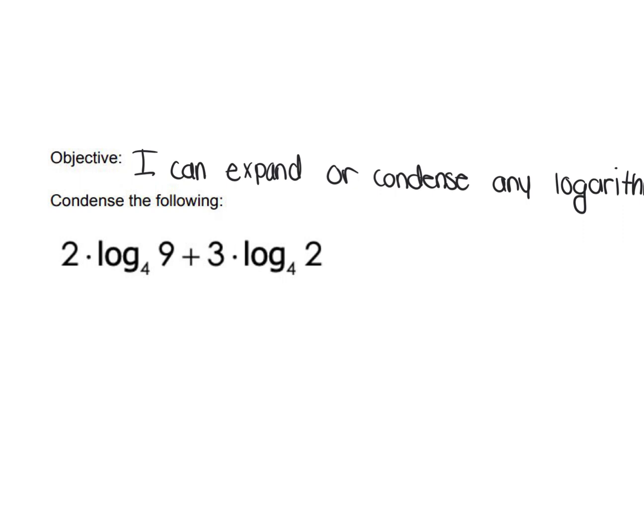The objective is I can expand or condense any logarithm. Here we're asked to condense the following. We have 2 times log base 9 plus 3 times log base 4 of 2. So we first use the power rule, and then we use the product or quotient rule.